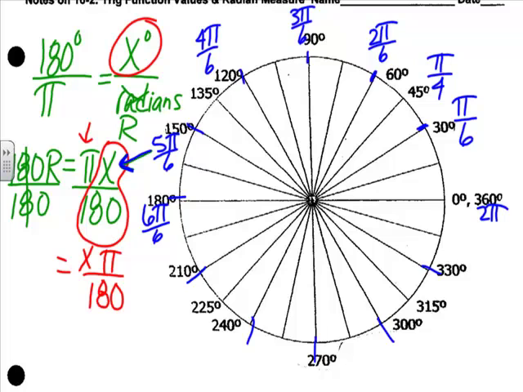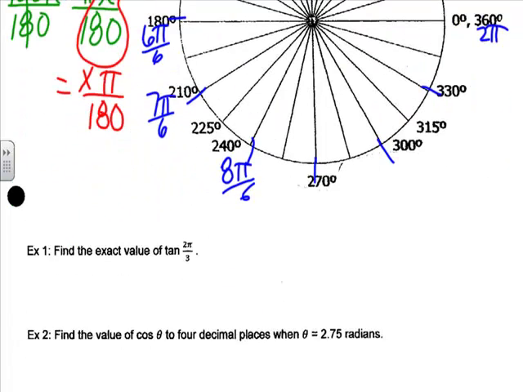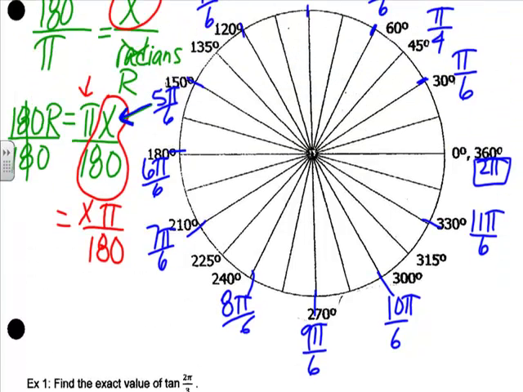So you can see I'm just marching around here, adding pi over 6. 7 pi over 6, 8 pi over 6, 9 pi over 6, 10 pi over 6, 11 pi over 6, and then 12 pi over 6, which, 12 over 6 would be 2. So I'm just going to go back around and do some simplifying.